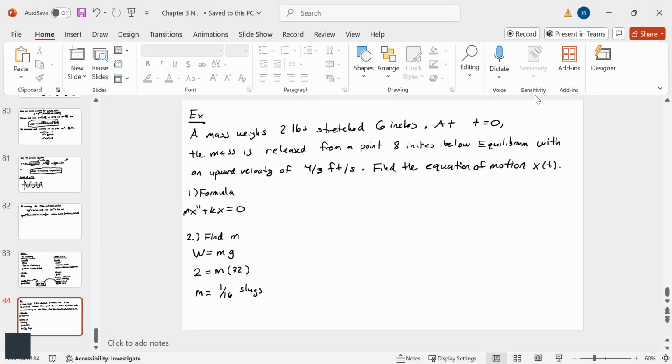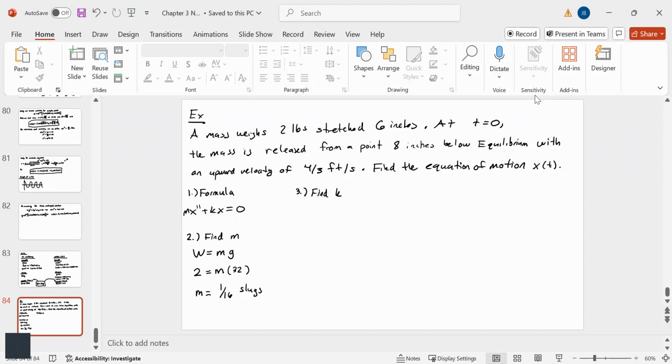Again, you don't have to worry about carrying slugs around. It's there, right? So that's our mass. And we now know what m is, which means all I need to solve for is k. So step three is find k. I want you to think so far.